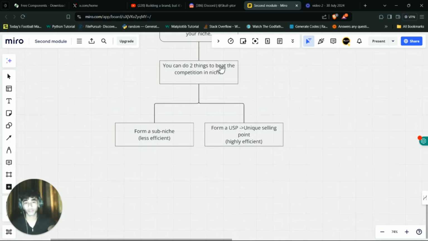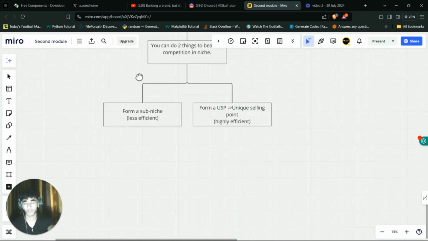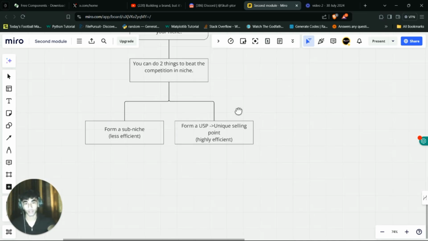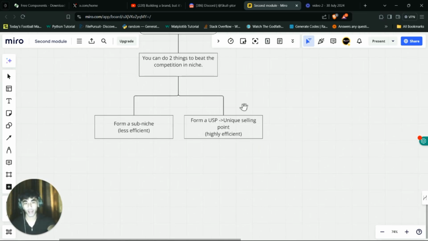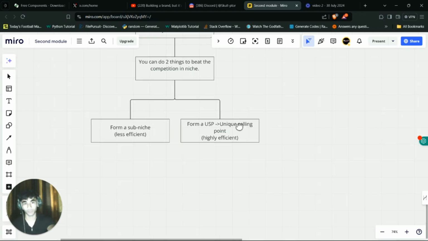Now you can do two things to beat the competition in the niche. First comes in, form a sub niche, therefore go ahead and niche down even further. This is one of the less efficient things and I personally don't suggest it. And second comes in, form a USP, which stands for unique selling point. This is highly efficient and I personally suggest it. It's like you're on a blue boat in a red ocean, that kind of thing. Now you are perceived to be a unique guy, therefore you beat all the competition, so the prospects come to you themselves.